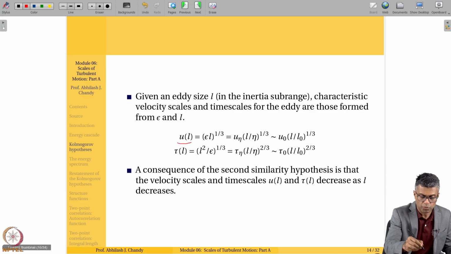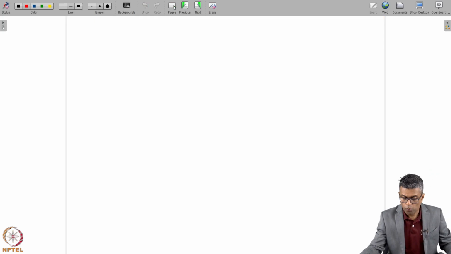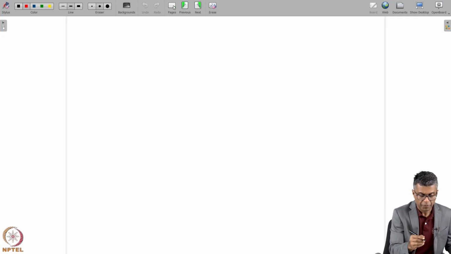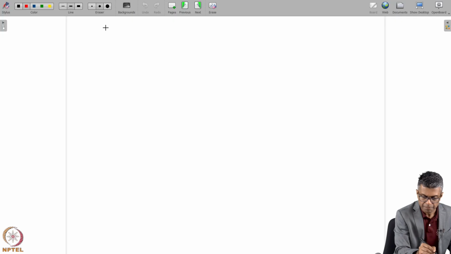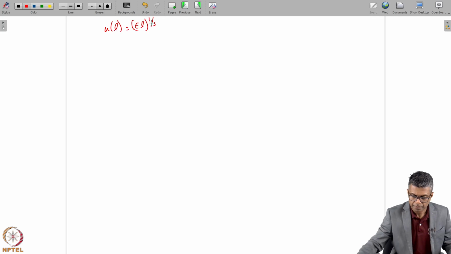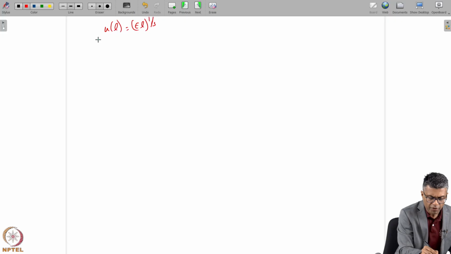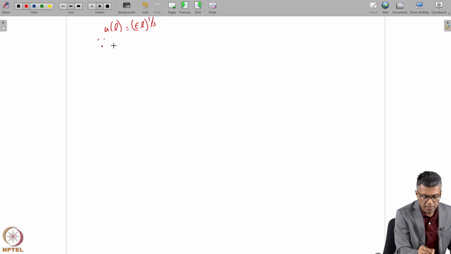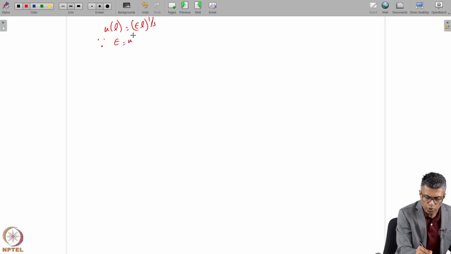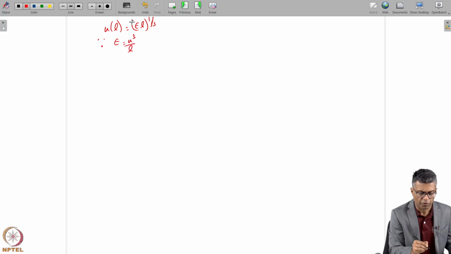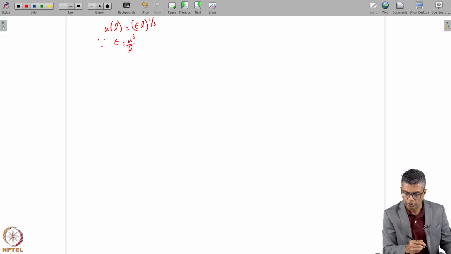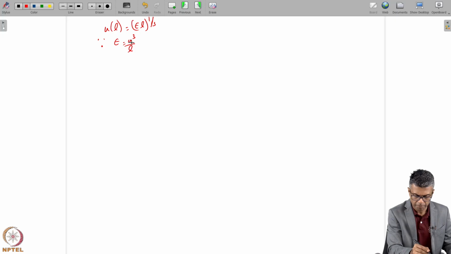Now, here is what I'll do. I'll use the definition of epsilon. What I know is that u(L) is (epsilon L)^(1/3). Isn't it? And where do I get that from? Since epsilon is u cubed over L, that is where I get this from. So u(L) is (epsilon L)^(1/3). From this equation, I can get that.